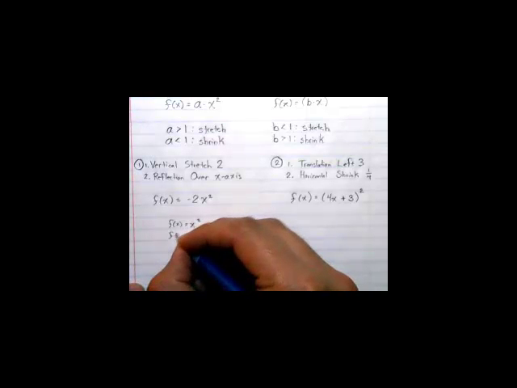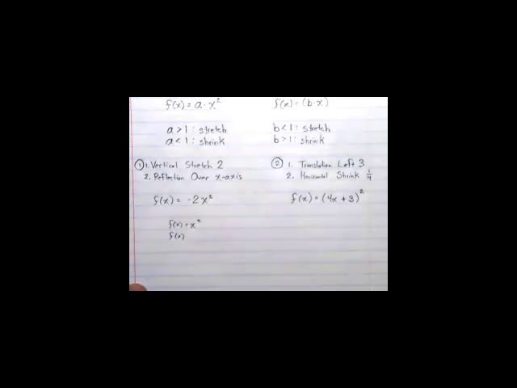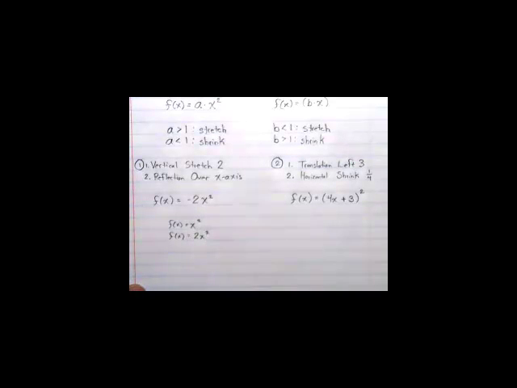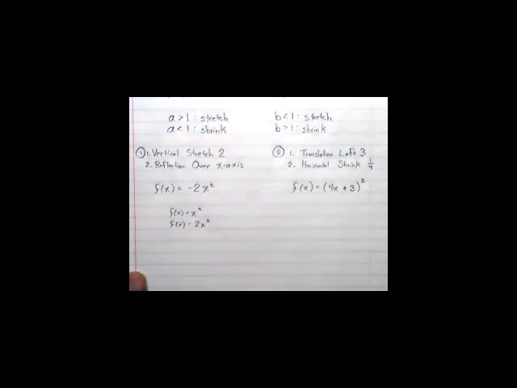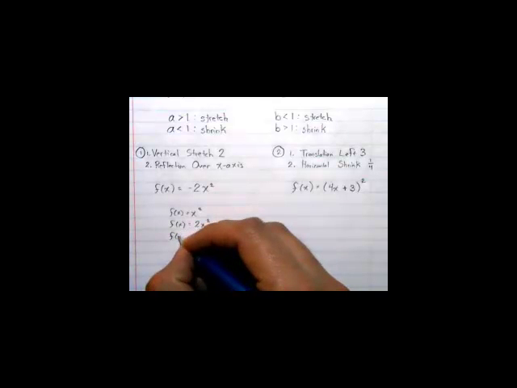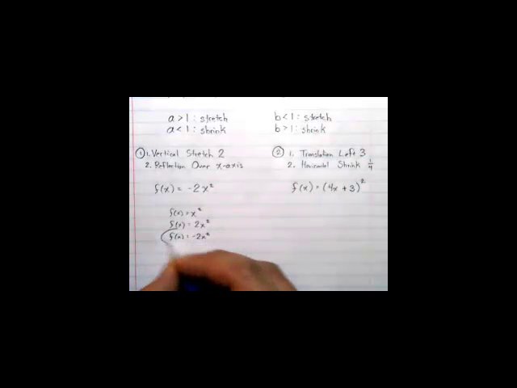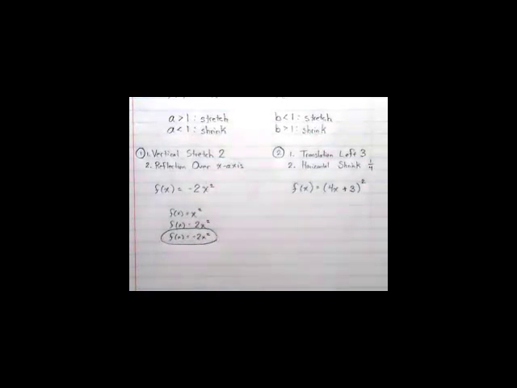The first thing we're going to do is take x squared and do a vertical stretch of 2 with it. So now I'm at 2x squared. And then I need to take that and reflect it over the x-axis. So take that whole thing, throw a negative in front. And so this would be the final answer for that transformation. Does that make sense? Okay, Jason?